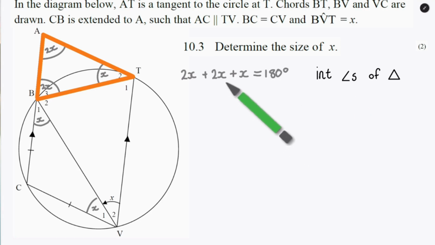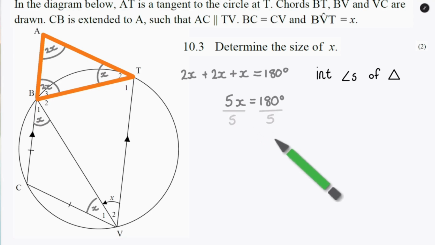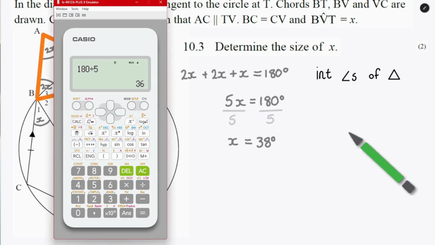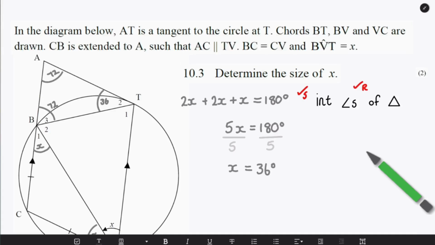Okay, 2x plus 1x will give me 5x. Now I need to get rid of this 5, so we're going to divide through both sides by 5 to make that happen. And we get x equals 38 degrees. And after triple checking that with Dr. Uncle, my mental maths has failed me. It's 36 degrees. Sorry for that, bro. And that is why you always triple check with Dr. Uncle calculator, my bro. And just rounding this question out, 2 marks, 1 for statement, 1 for reason.